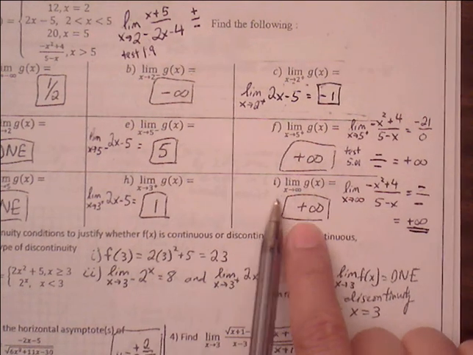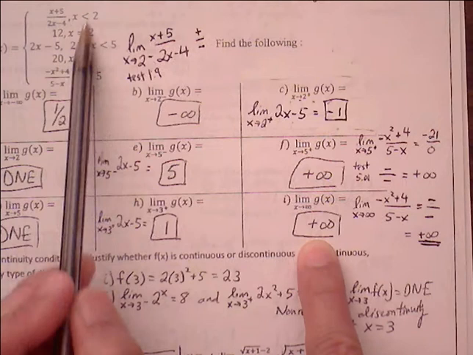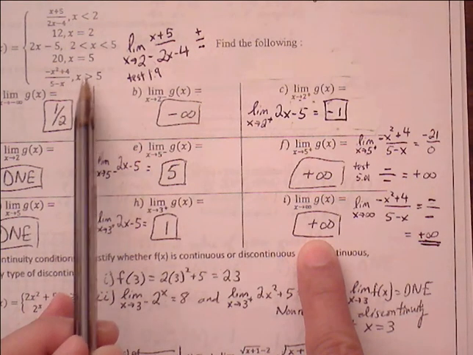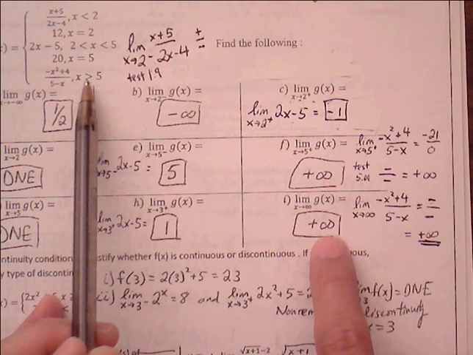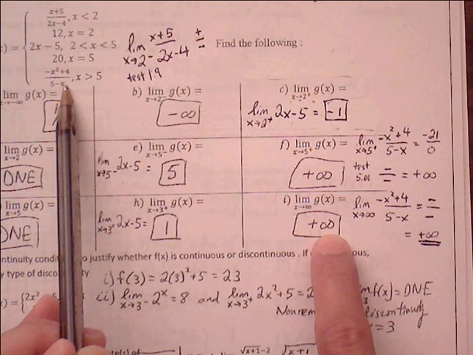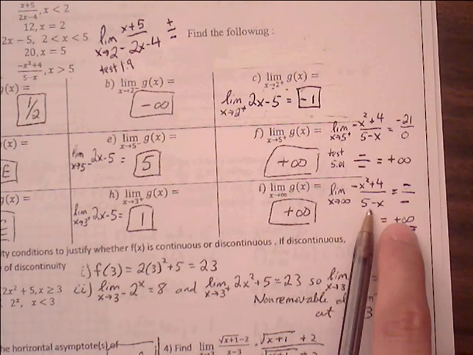Okay, limit as x approaches positive infinity. So positive infinity, we look at our condition here. X is greater than 5. That's in the direction of positive infinity. So we evaluate the limit as x approaches infinity for our expression.